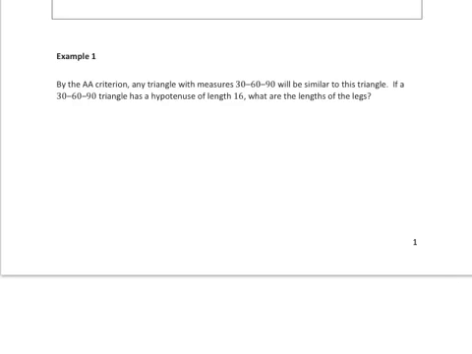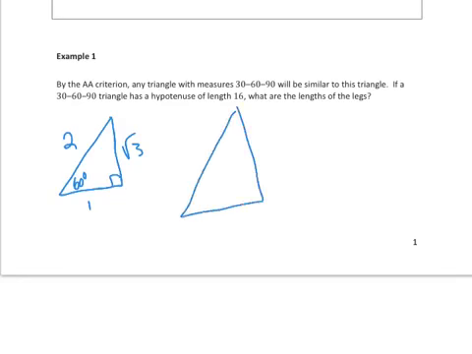All right, so let's take a look. Again, we said any triangle with angle measures of 30, 60, and 90 is going to be similar to the triangle I just created. So, if a 30-60-90 has a hypotenuse of 16, what are the lengths of the legs? Again, these are going to be similar triangles, so you could draw your 2, 1, radical 3, and there's the 60-degree angle, and here's the 90, and here's a triangle that's similar to it, 16, and then we're trying to find the other two sides.